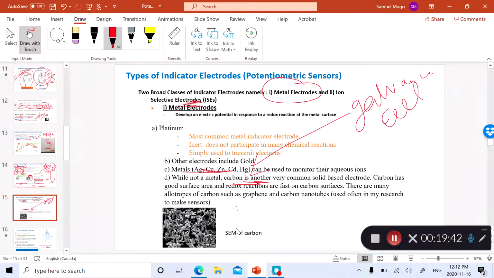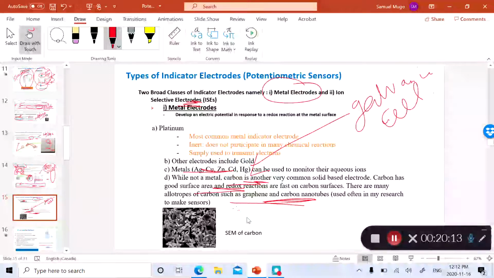The reason carbon is very good is, one, it's very inexpensive, but also it has a very big surface area depending on the type of allotrope of carbon that you're using. There are many allotropes out there. Of course, graphite is very common. But recently, people have been using carbon nanotubes, which is a tube morphology of graphite.